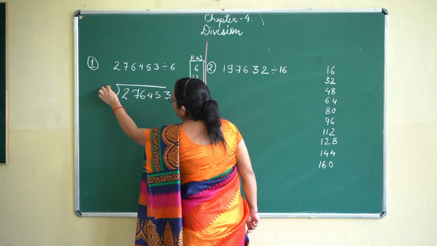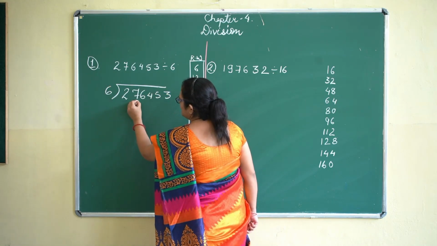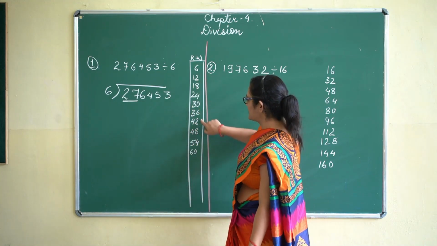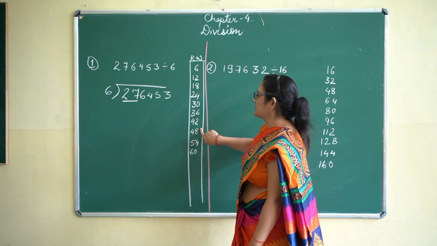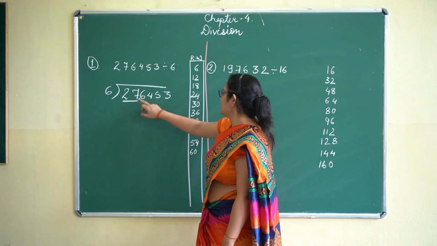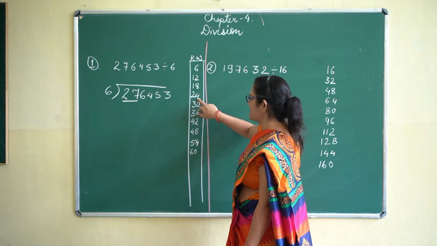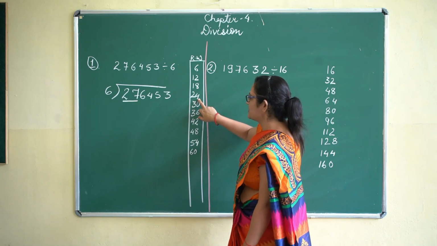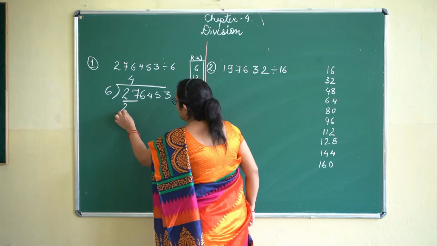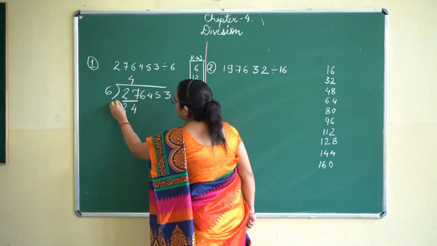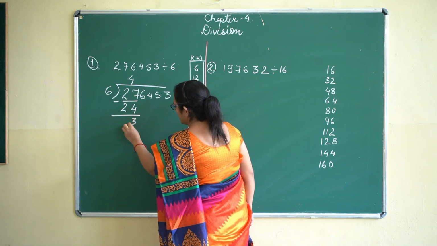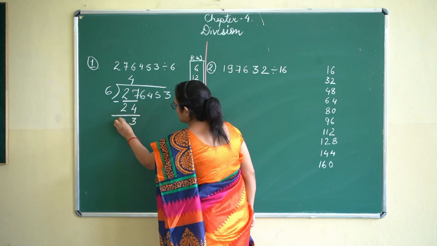2,76,453 divided by 6. So in the table of 6, 27 doesn't come. So we'll take a number smaller than 27. Which is smaller than 27? 24. 6 fours are 24. We will write it here. Then what will we do? Subtract. 7 minus 4 is 3. 2 minus 2 is 0.